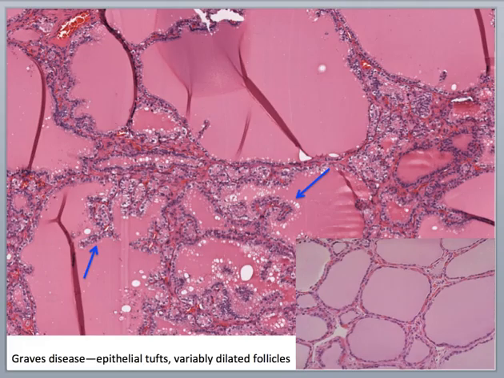So I put an insert of normal thyroid gland in the lower right-hand corner for comparison, and note that the follicles show some variable dilation, and then the blue arrows point to these epithelial tufts. So if you think of the thyroid follicular cells being hyperplastic, they eventually crowd each other and then project into the lumen in these tufts.